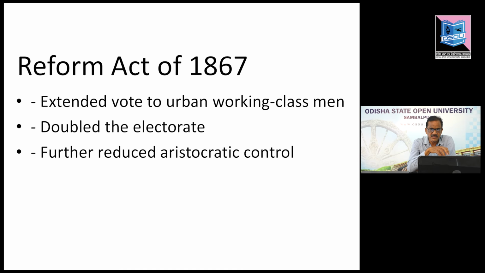So the suffrage was extended. That means more and more people now could get themselves involved in the process of representation in the parliament. They could exercise their right to vote. Nearly the electorate doubled this time. That means common people got more chances in the electoral cycle, and after their number was doubled, it gradually or systematically reduced the aristocratic control over the representation.